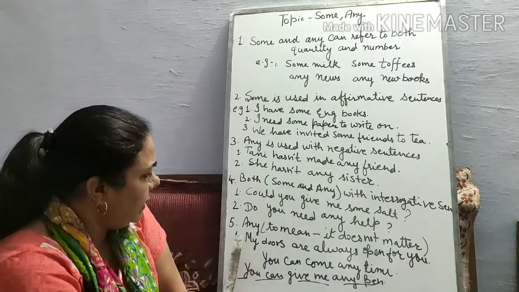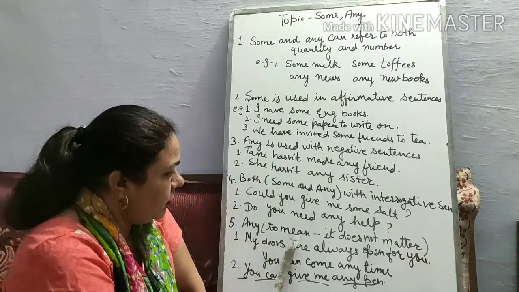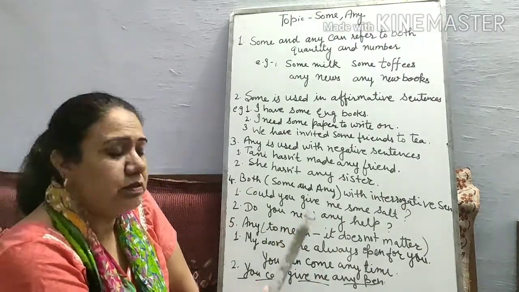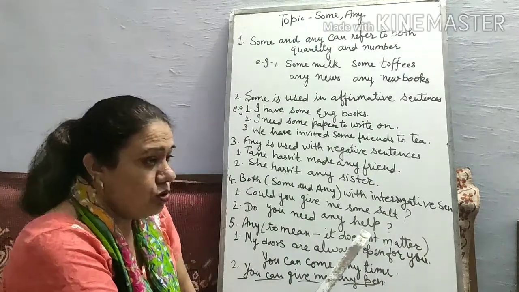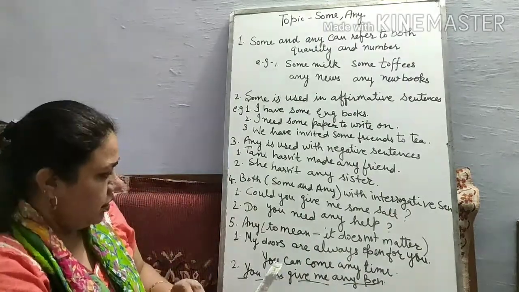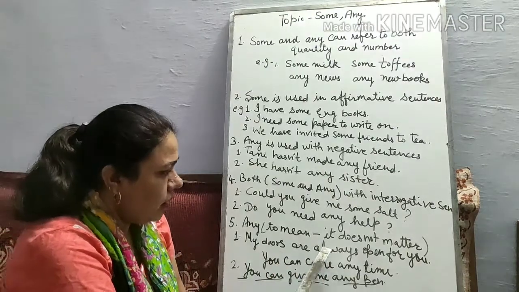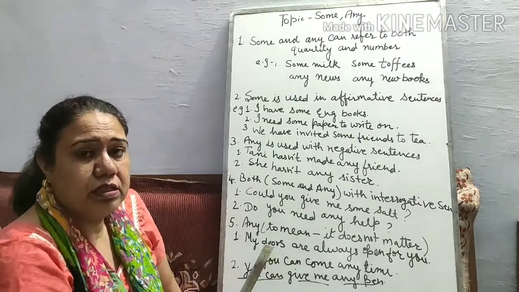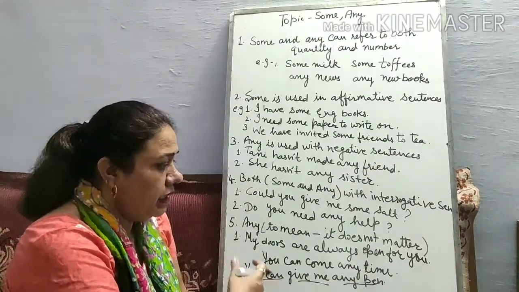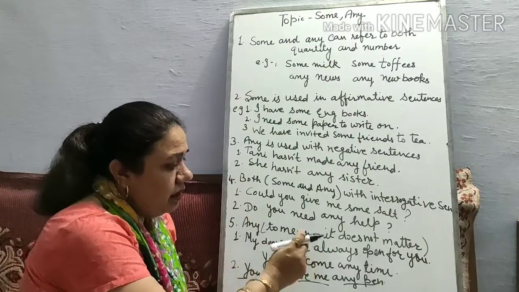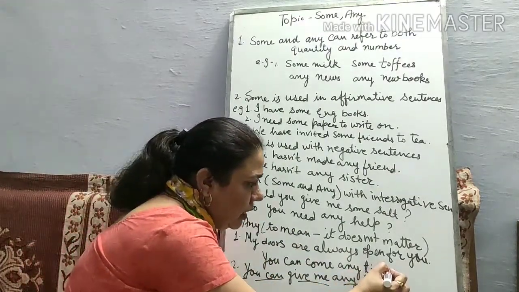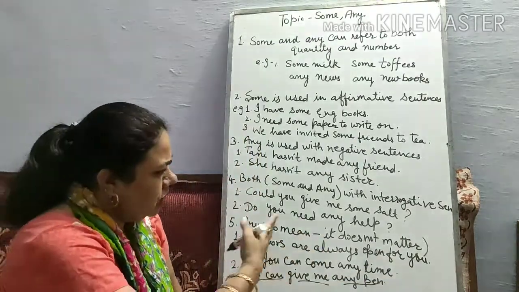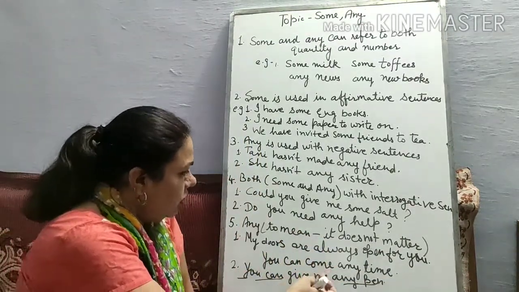Next we take any to mean it doesn't matter. Sometimes any gives the meaning it doesn't matter. So what type of sentence do we write here? My doors are always open for you. You can come anytime. It doesn't matter. It means any here is giving the meaning it doesn't matter. You can come at any time. My doors are open for you.